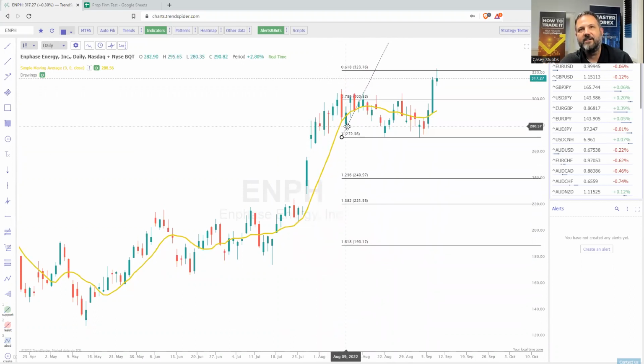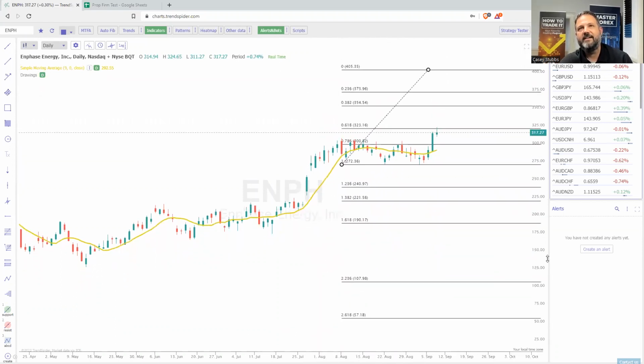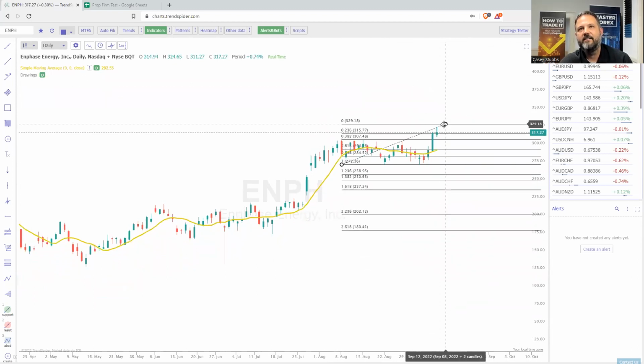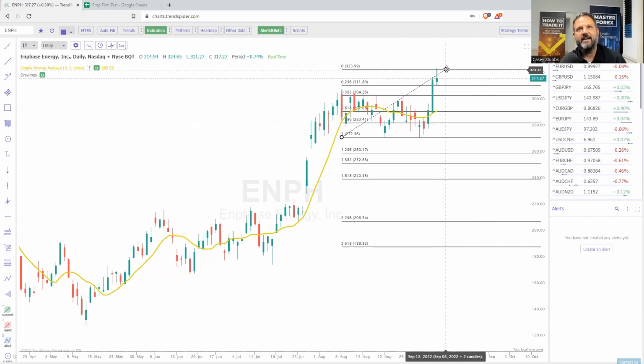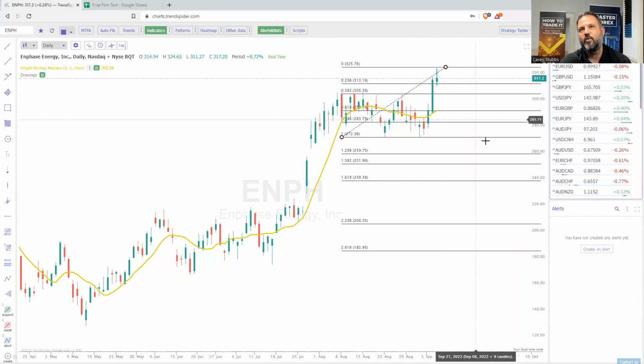And that's here. So from now on, I have to draw this, and it's a much smaller move, but this up move isn't over yet. It could roll over and come back down, and then we'd be looking at the 38, but I'm not able to draw this until it starts to roll over.